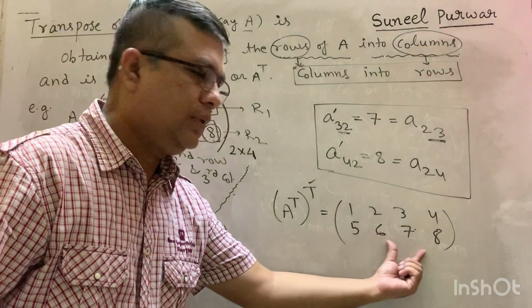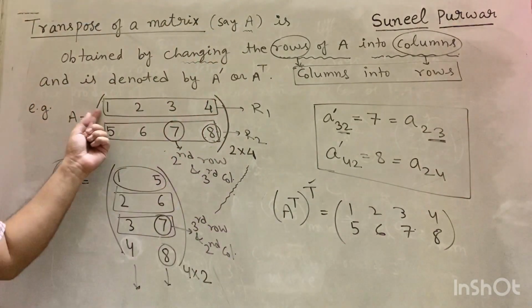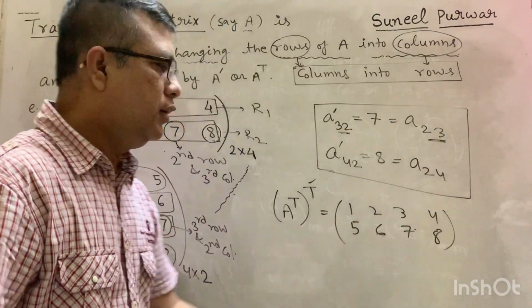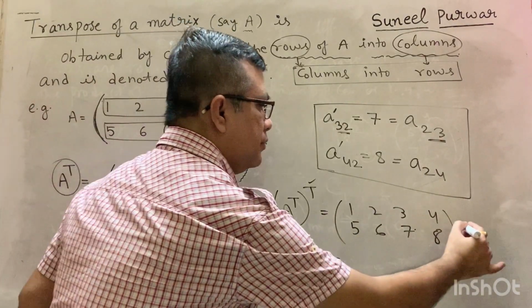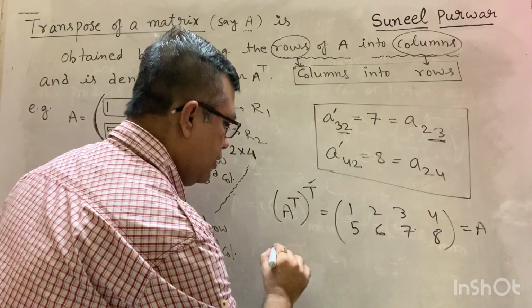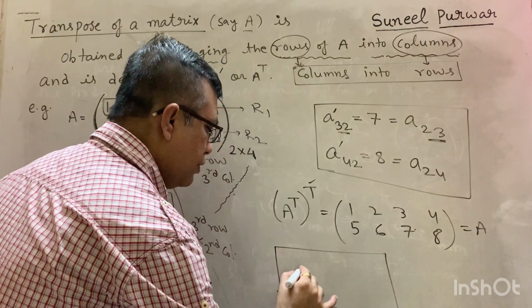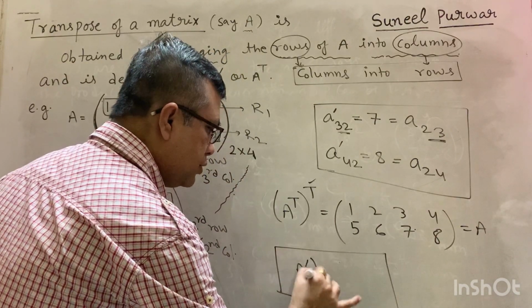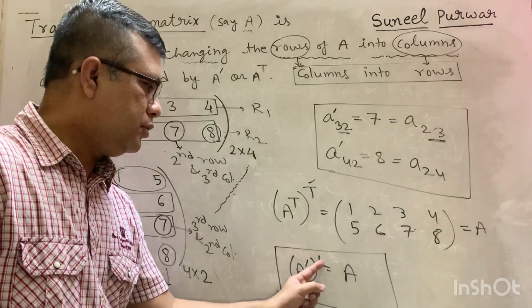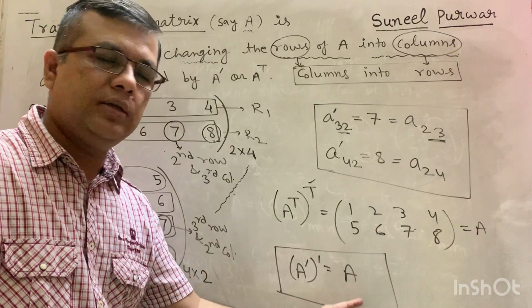What you see? This is same as original matrix A. 1 2 3 4 there. 5 6 7 8 there. Okay. So this is nothing but matrix A. And hence the result. What is the result? That transpose of A transpose is nothing but A. Transpose of A transpose is nothing but the matrix A itself.